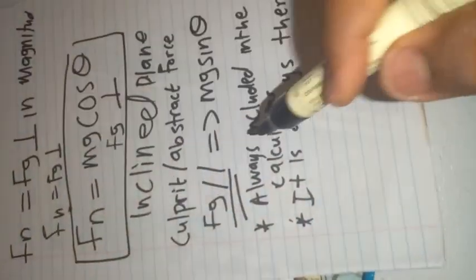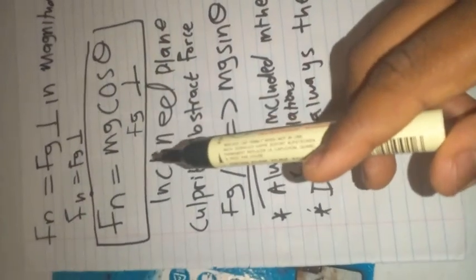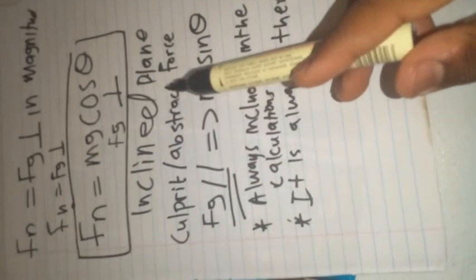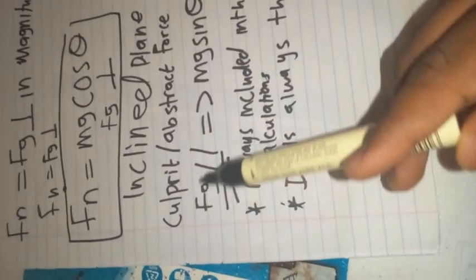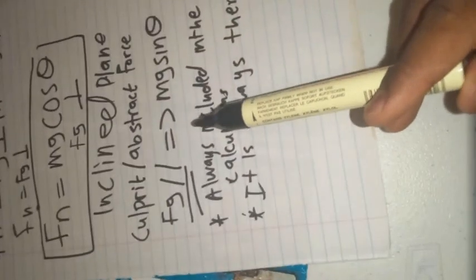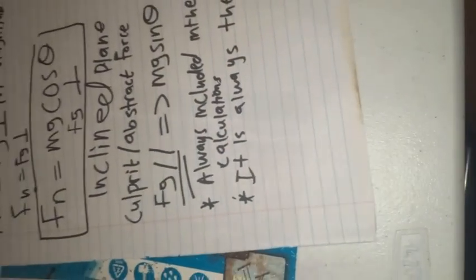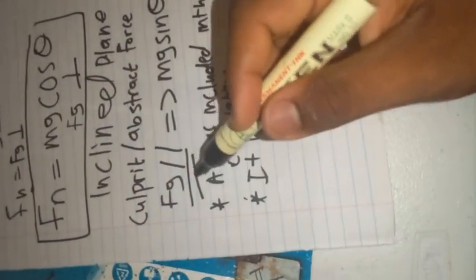So these are two important things that you have to know. The normal force is equal to Fg perpendicular because they are acting in the same line and they are on the adjacent side. So the formula for the normal force on an inclined plane is Fn equals mg cos theta. You must know that. There is a culprit or abstract force that most people skip. It is Fg parallel, which is mg sin theta. I said this is the opposite side, which is sin theta. So sin theta gives Fg parallel. You must always include this Fg parallel in your calculations when you're calculating F net equals and so on. On an inclined plane, always include Fg parallel.